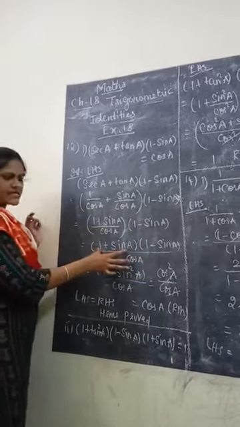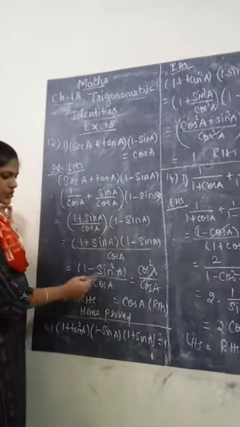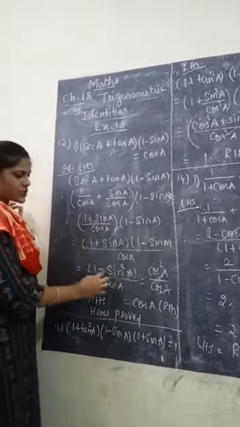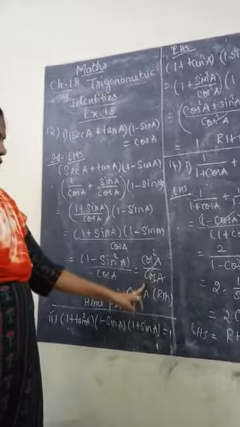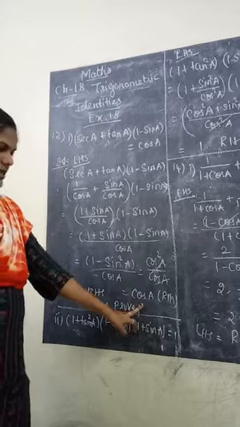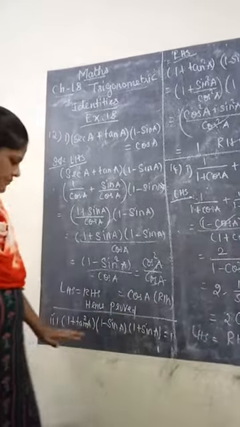So listen children, it's in the formula of (A plus B) into (A minus B). So A squared minus B squared. So 1 squared minus sin squared A, that is cos squared A, divided by cos A. So cos cancel, we have single cos A, that is right hand side. So left hand side is equal to right hand side.